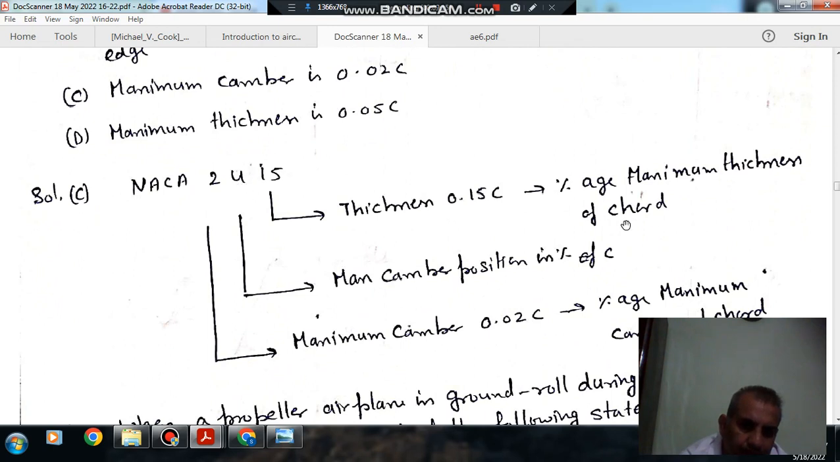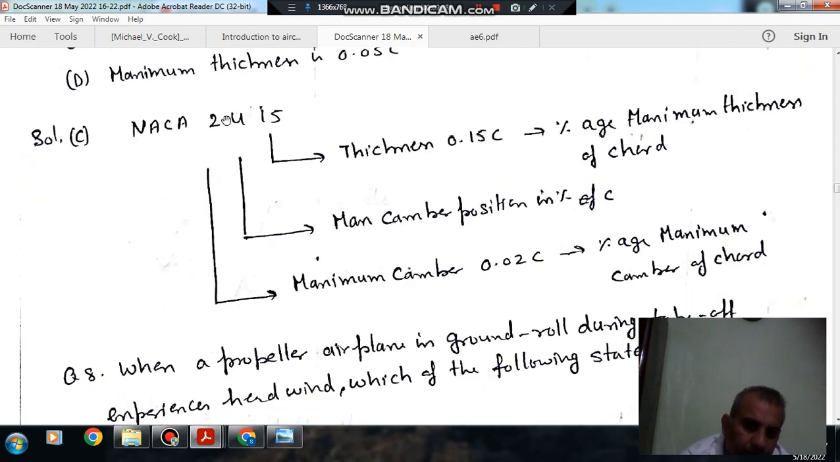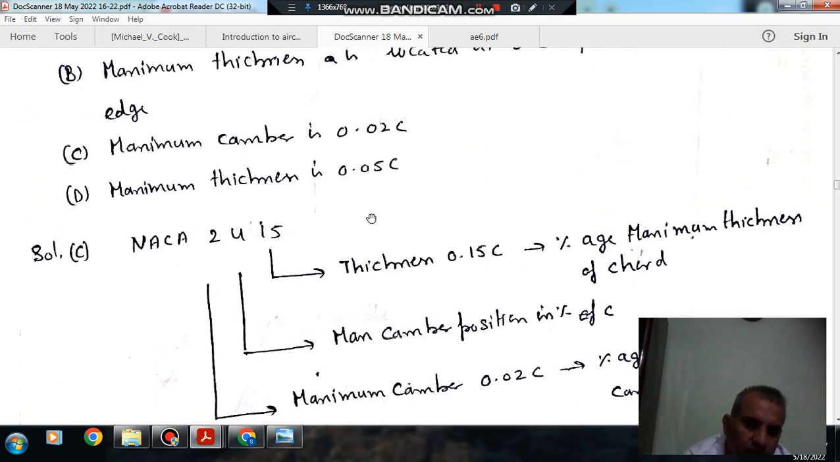So this is your thickness. The last two digits represent the maximum thickness of the airfoil, that is a percentage of maximum thickness, or 15% of chord. The second digit represents maximum camber position in percentage, and the first digit represents the maximum camber, which is 2% of chord, or 0.02 in fraction. Okay, so answer is option C.